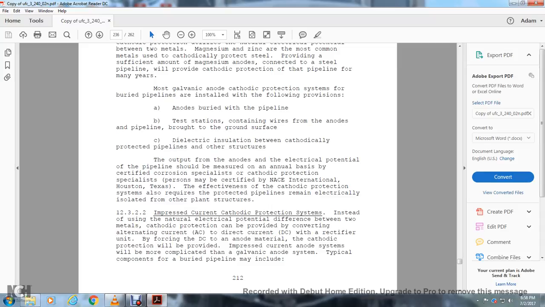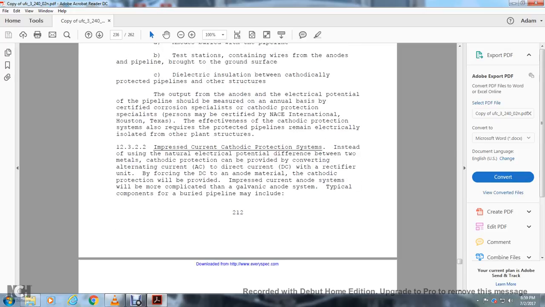12.3.2.2 Impressed current cathodic protection system. Instead of using the natural electrical potential difference between two metals, cathodic protection can be provided by converting alternating current to direct current with a rectifier unit, forcing the DC to the anode material, and the cathodic protection will be provided. An impressed current anode system will be more complicated than the galvanic anode system.